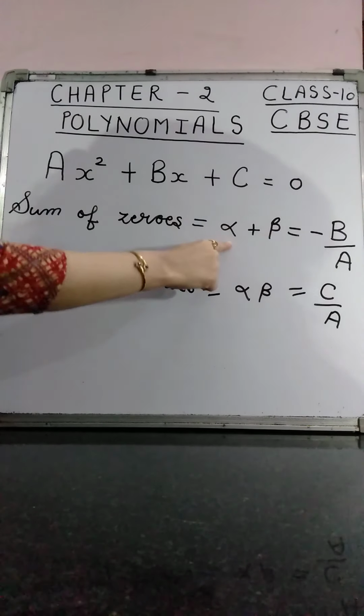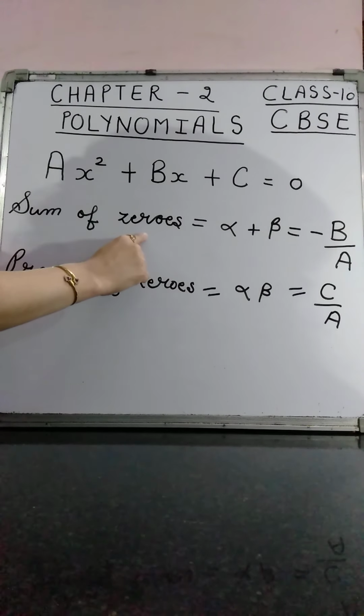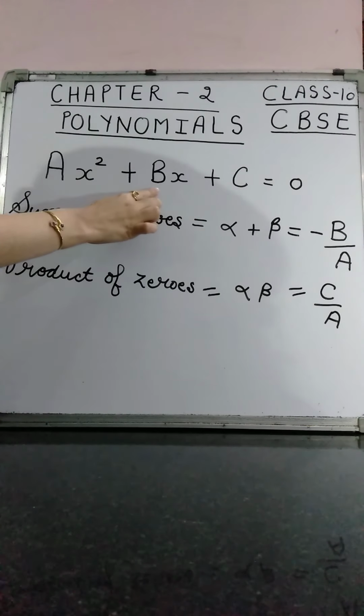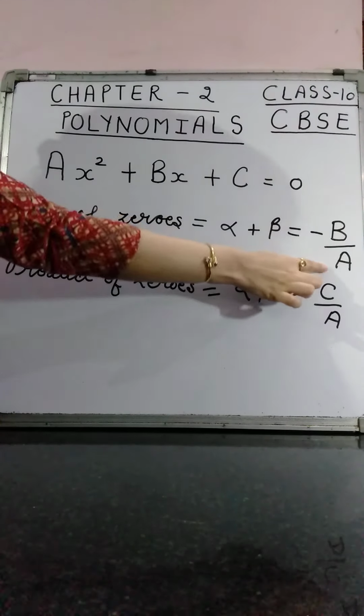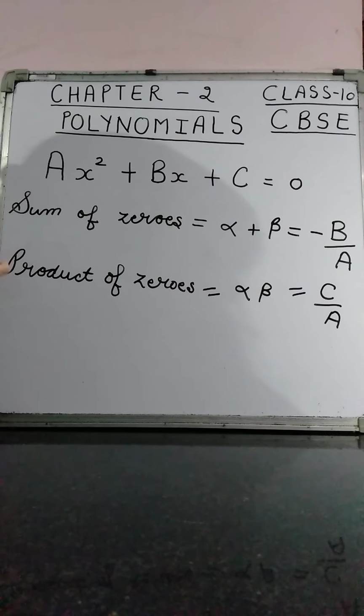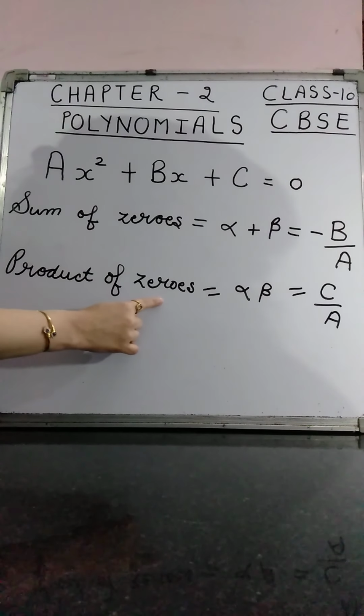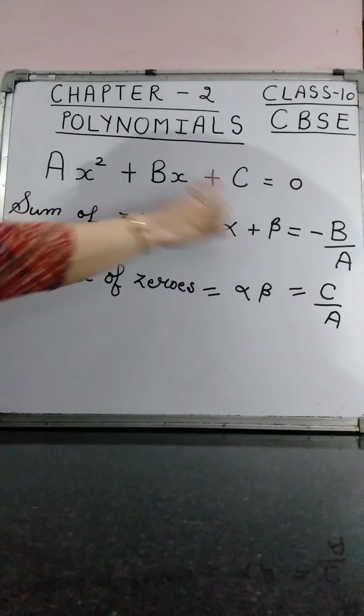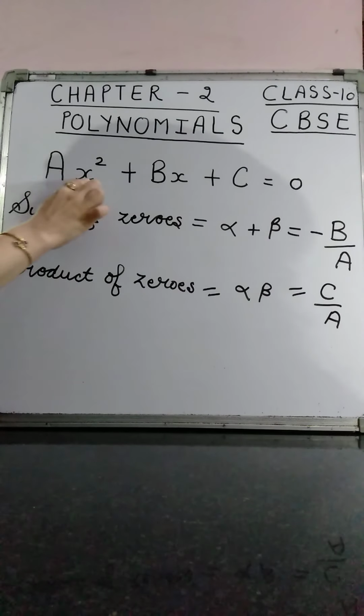If alpha and beta are the zeros, then the sum of zeros is given by the formula minus b by a, where b is the coefficient of x and a is the coefficient of x square. Product of zeros, alpha beta, is c by a, where c is the constant term and a is the coefficient of x square.